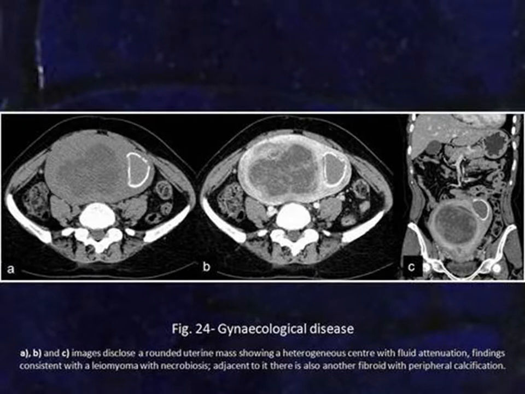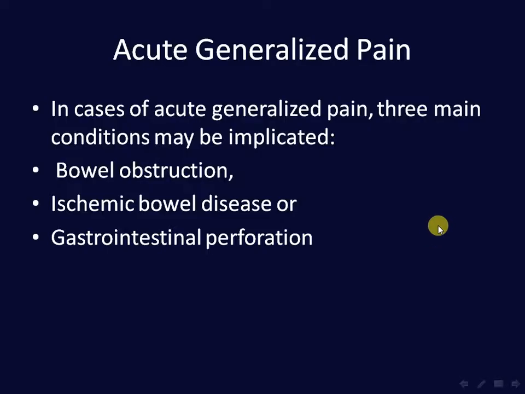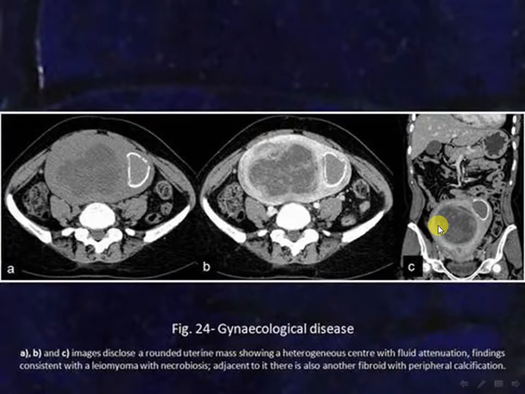You can see here there is a gynecological abnormality which includes a large uterine fibroid, a large uterine fibroid with areas of central necrosis indicating degeneration, and there is another smaller fibroid with peripheral calcification, so it might also be a cause of lower abdominal pain.